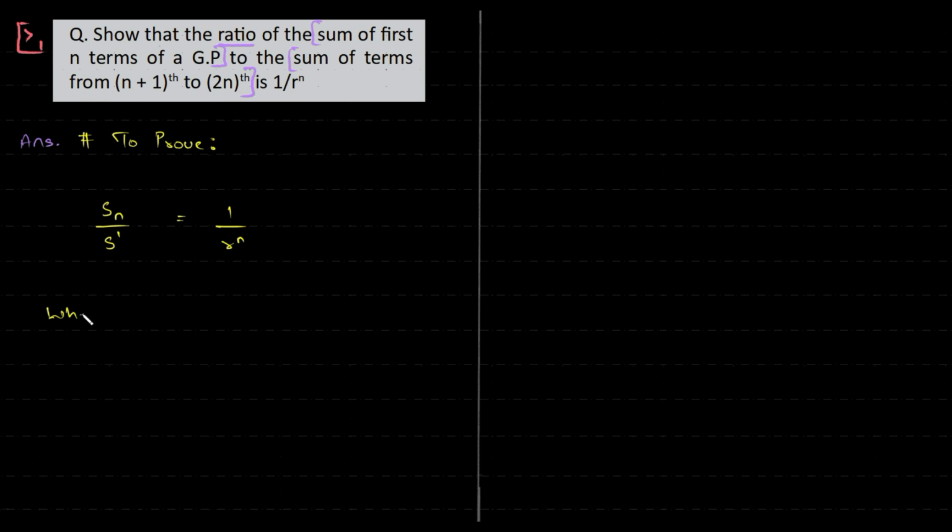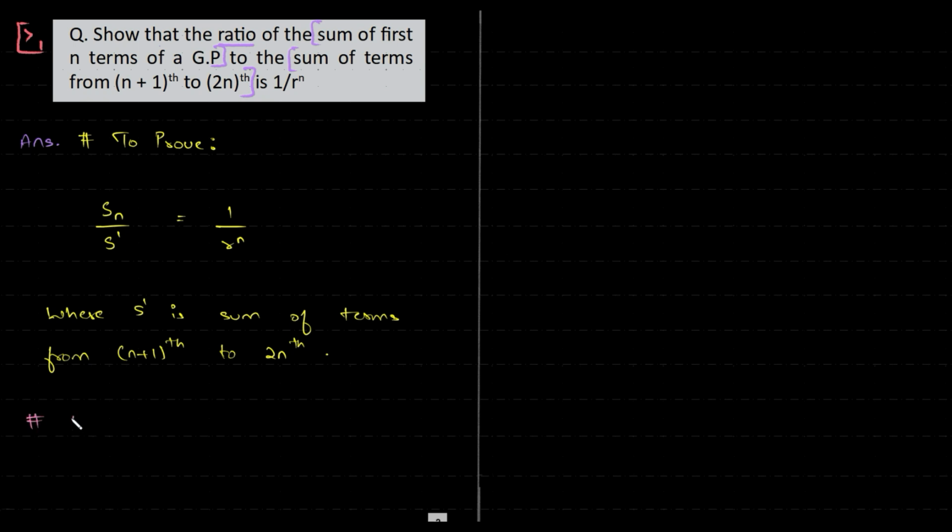I'll just mention it, where S dash is the sum of terms from n plus first to 2nth term. 2nth, that's good enough. Okay, so how can we start off this answer?